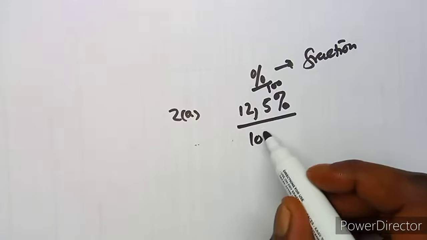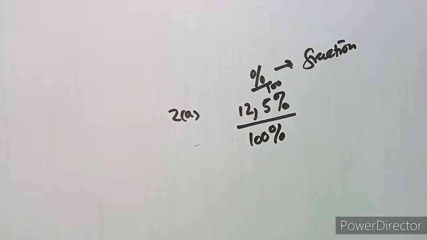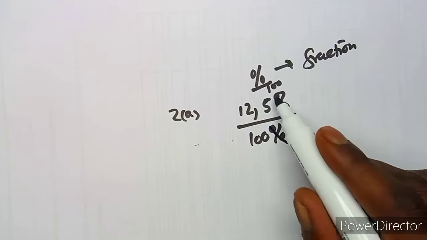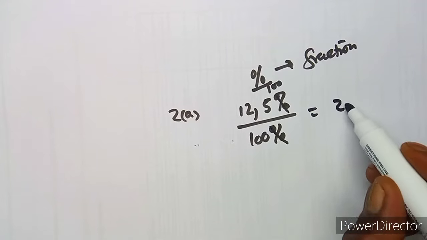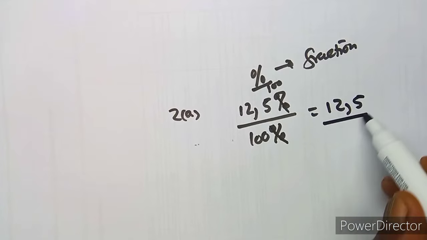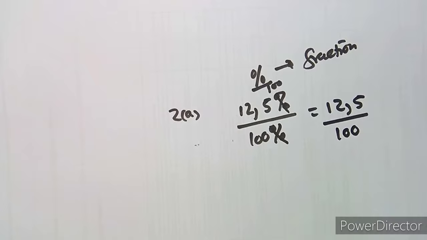So you divide by 100%. It's now a common fraction, guys, just like that, because the percentage is removed. We are left with 12.5 over 100. So now forget about the percentage; it's now you and your mathematical skills to simplify this fraction.